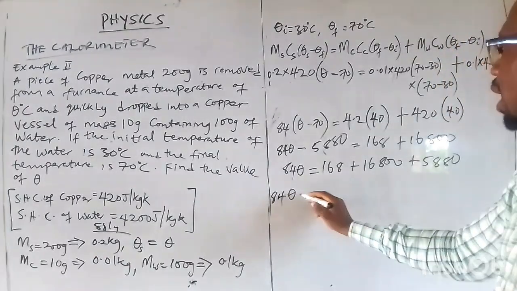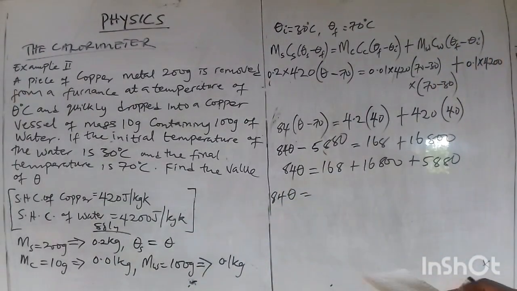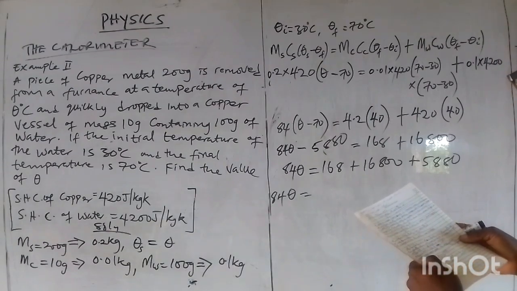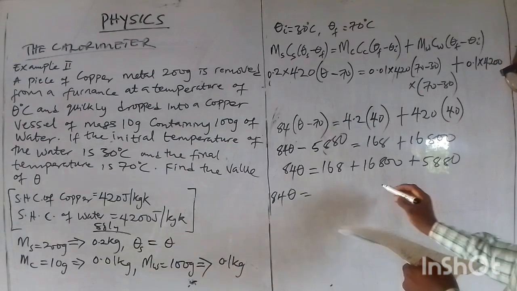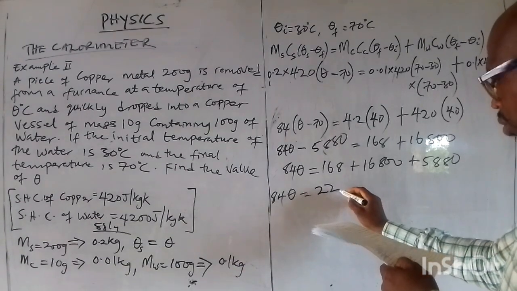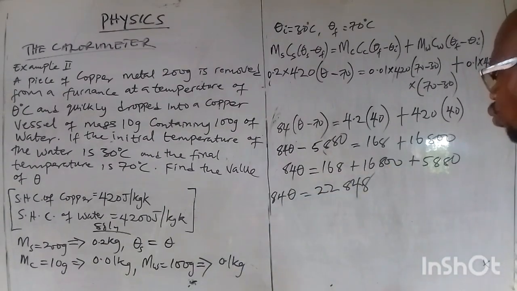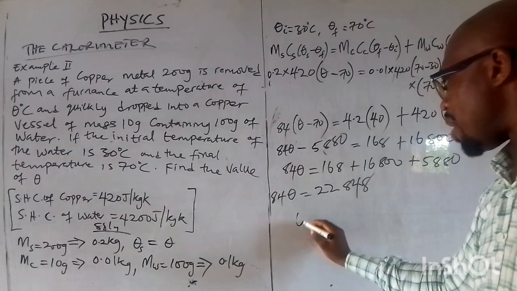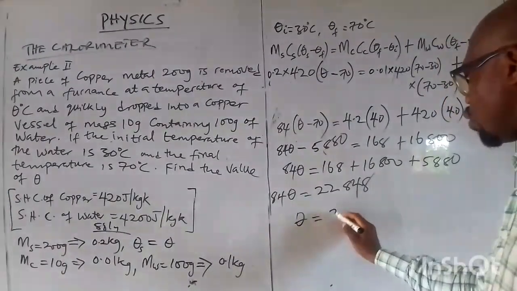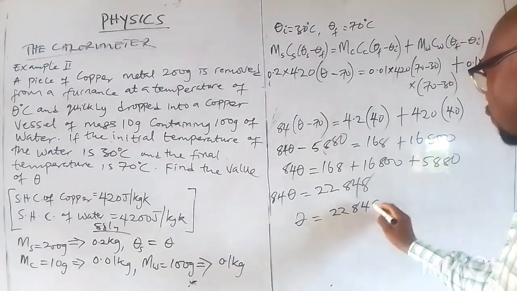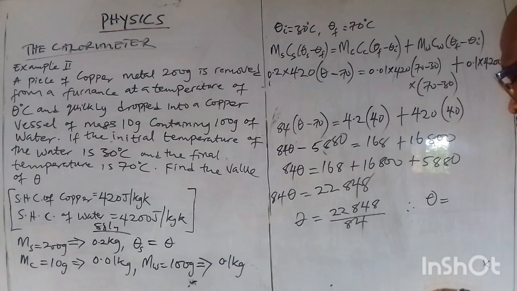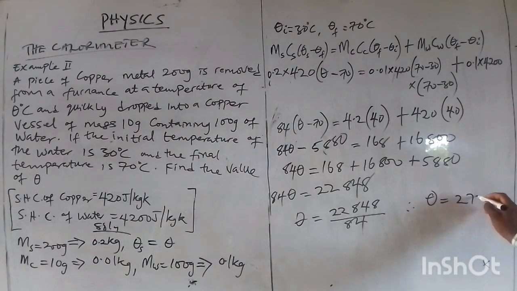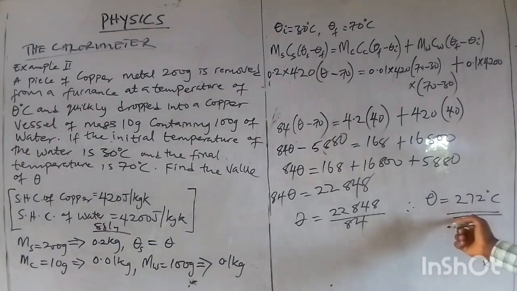Now 84 theta will give us 168 plus 16,800 plus 5,880. Everything will give us 22,848. Now, making theta the subject, we'll have 22,848 divided by 84. Therefore, theta will give us 272 degrees Celsius. Of course, it's a very high temperature.